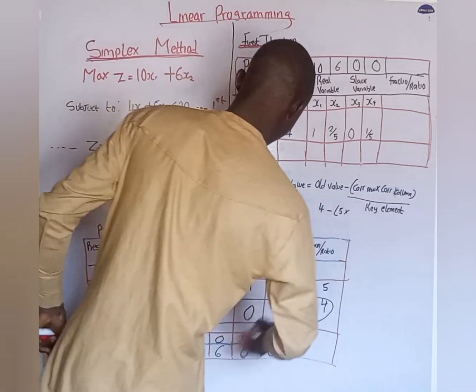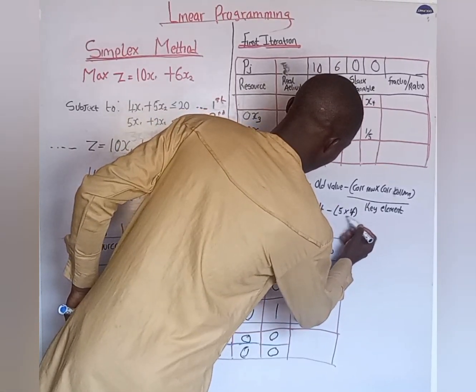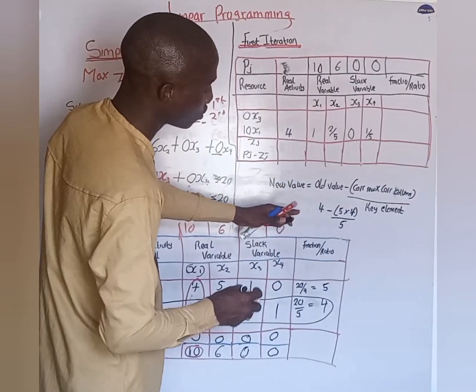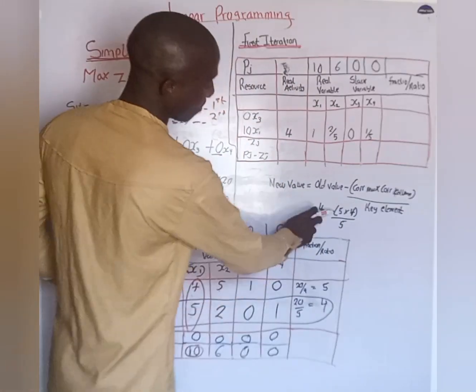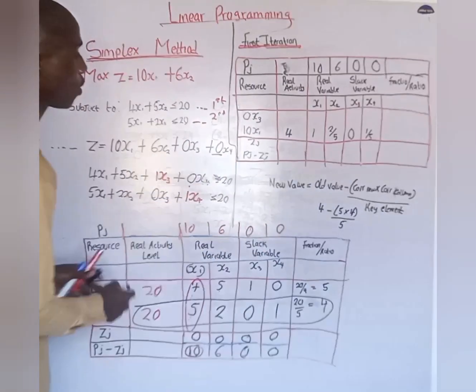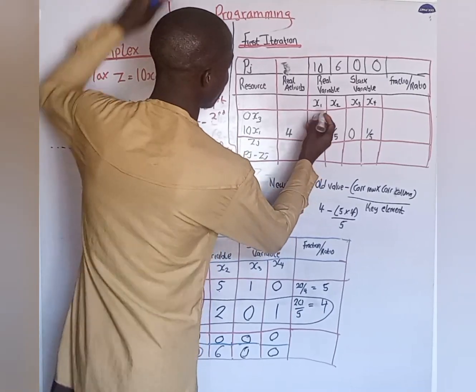Is 4 all over 5. So if you punch your calculator, you are going to get 0. 5 multiplied by 4 is what? 20. 20 divided by 5 is 4. 4 minus 4 will be what? 0. So the value of this will be 0.